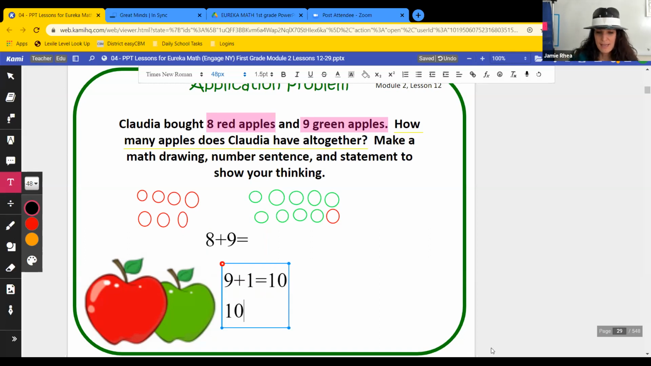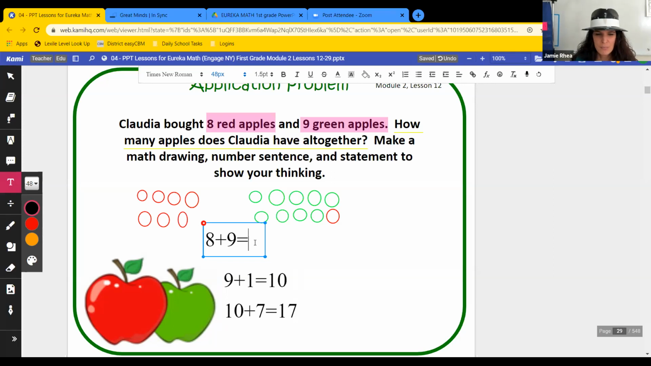And now I'm going to say 10, because here's my 10, plus how many did I have over here? 1, 2, 3, 4, 5, 6, 7. So I'm going to say 10 plus 7 equals, what is 10 plus 7? Think about it. Count on if you don't know. 10, 11, 12, 13, 14, 15, 16, 17. 17. So if 10 plus 7 is 17, what is 8 plus 9? 17.